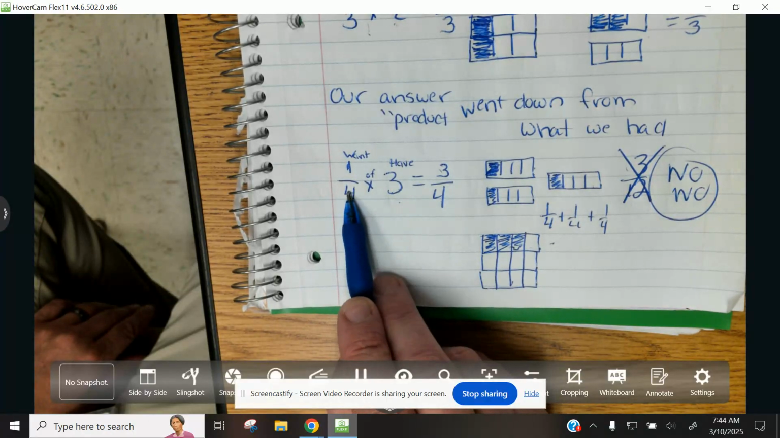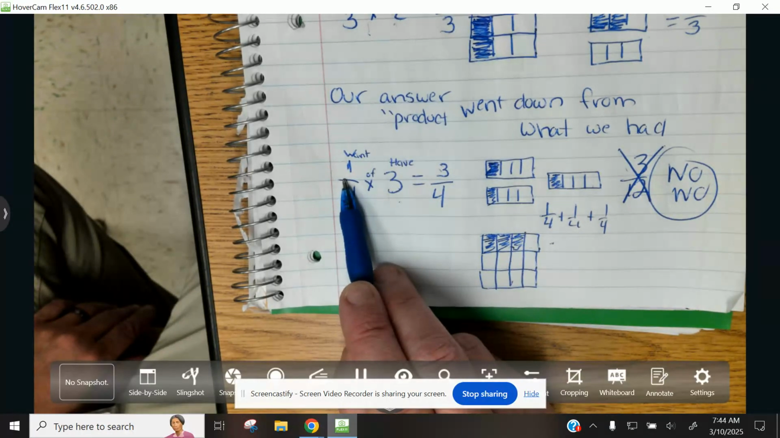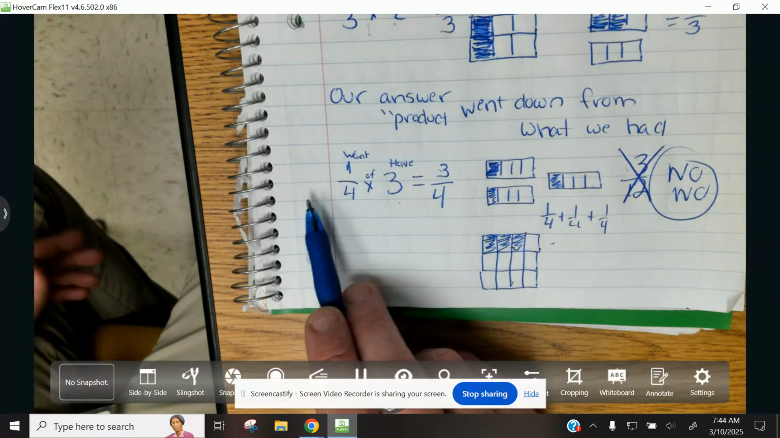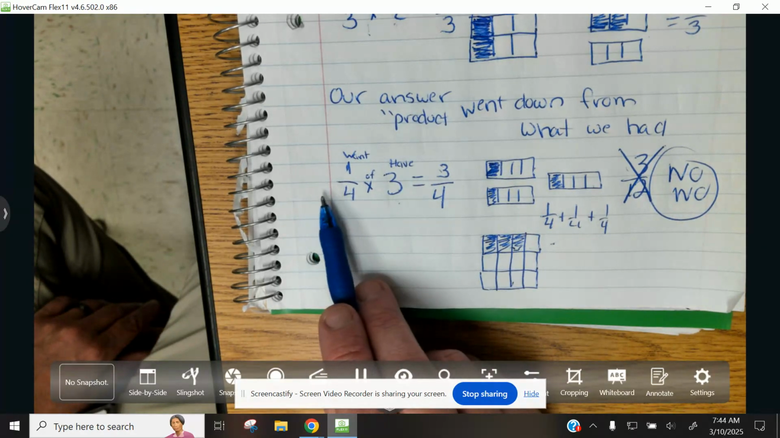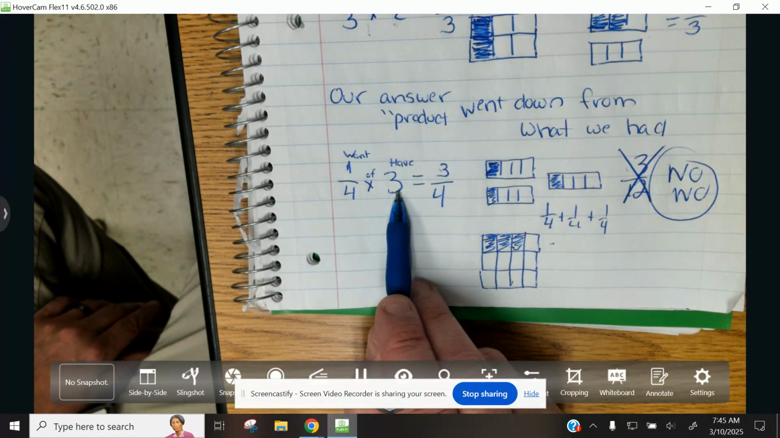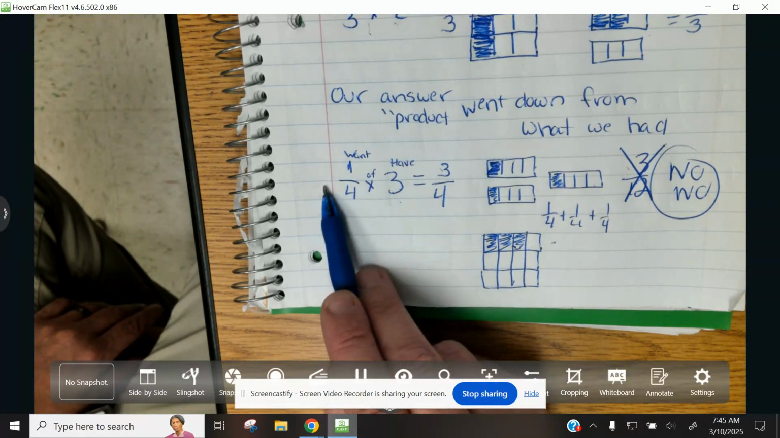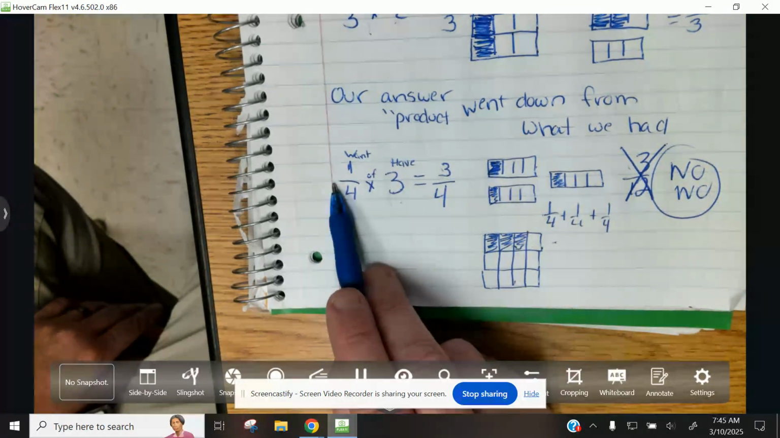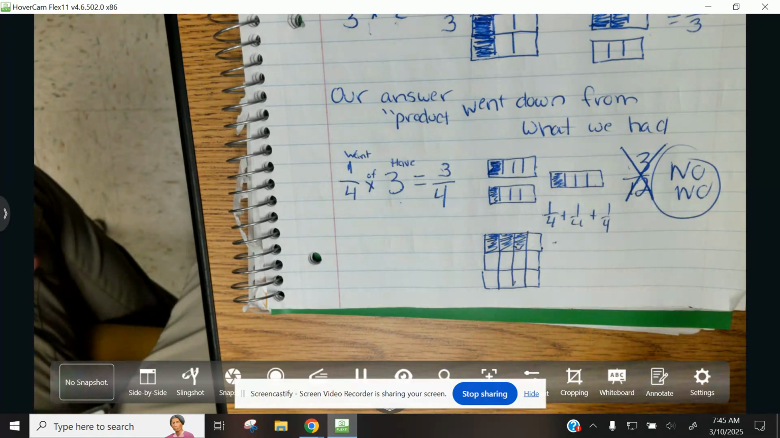Why do I say some here? Because it is a fraction. You can even say fraction. I want a fraction. I want a piece of it. So anytime you want a fraction of something, you will not get the whole thing. That's the big thing to understand.